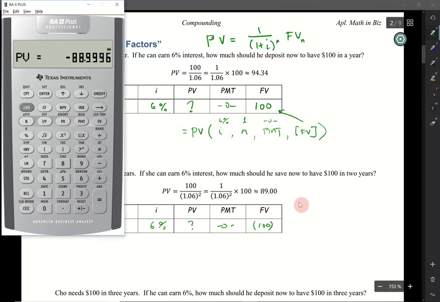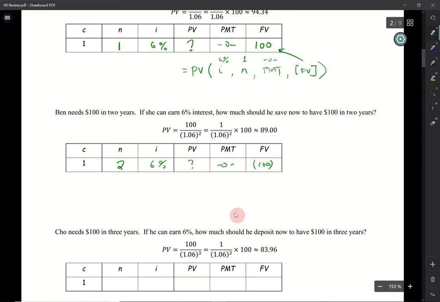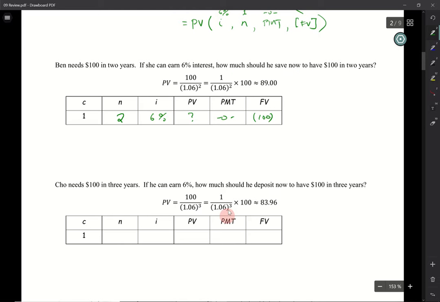Okay, and then the next one is 3 years for Kara, so we'll just do 3 and put that in n, and then we can compute the present value, and so that's $83.96. So you can see, the formula is just doing this calculation, but we don't have to worry about exponents and dividing and all of that stuff, right?